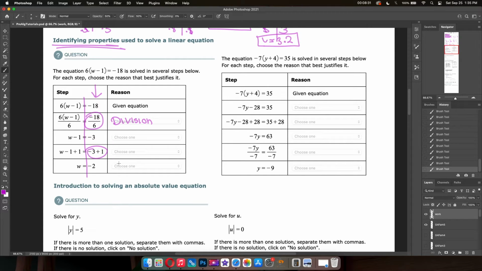Over here, that's plus 1. You see a thing, you name a thing. This one is going to be addition.